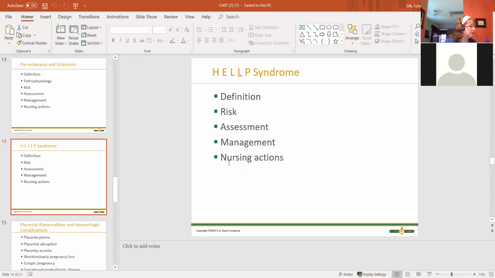So what do we do for this? The only definitive cure for HELLP syndrome is immediate delivery. Resolution of the disease is generally in 48 hours postpartum, so typically you recover after that. So that's a huge deal. So remember that.